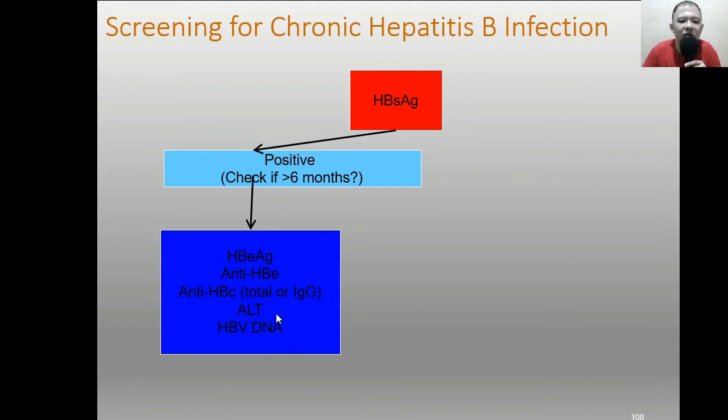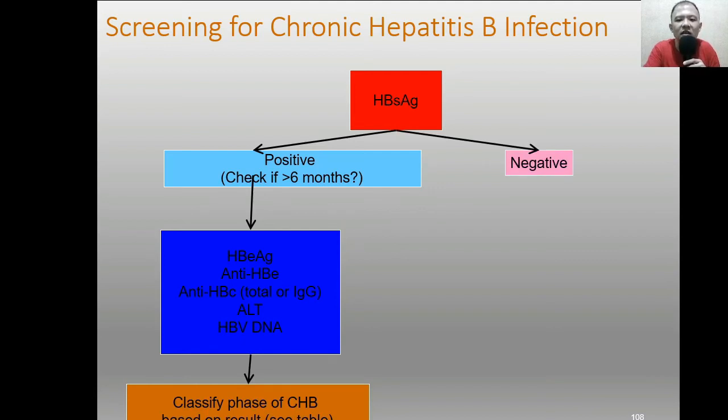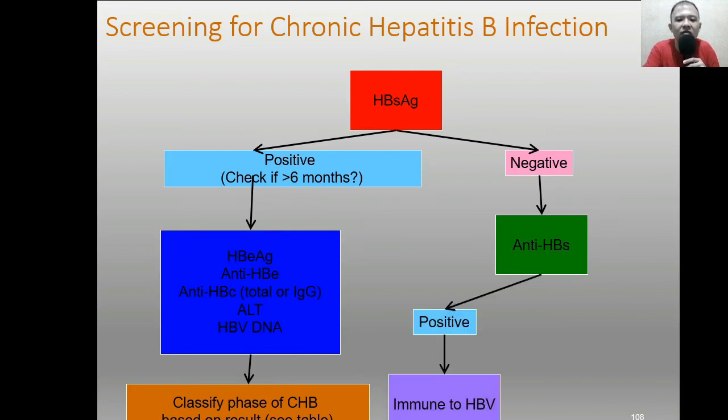And by this time, we will appreciate the significance of ALT and HBV DNA. So for chronic hepatitis B, it's better to monitor the HBV DNA, the rise and fall of the DNA. But if it's negative, then you have to check for the antibody. If the antibody is positive, then the patient is immune to the virus. If the patient is negative for antibody, then we have to vaccinate.